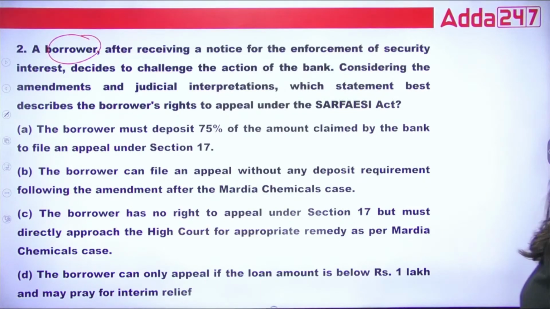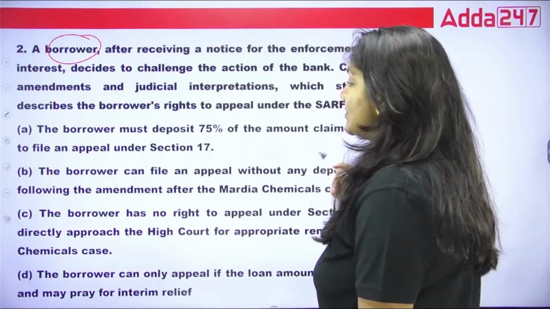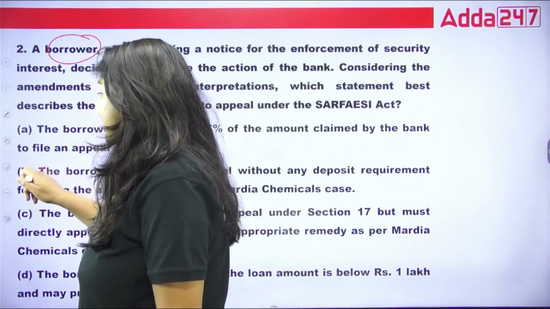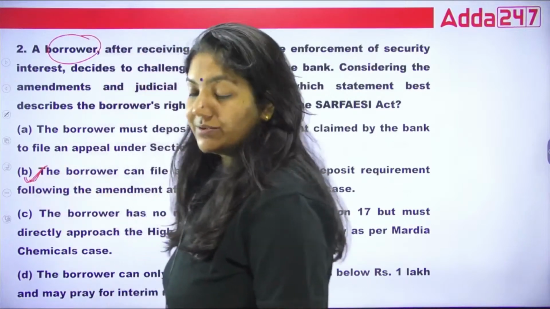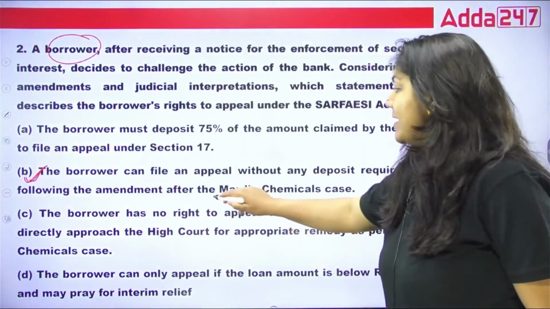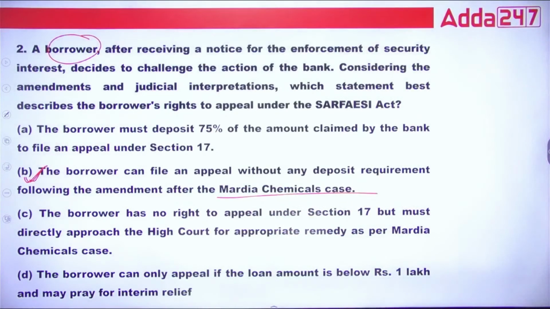In the Mardia Chemicals case, it was decided that the borrower having to pay 75% is totally unreasonable. So that's why the borrower can file an appeal without any deposit requirement following the amendment after the Mardia Chemicals case. So B is the answer. This is the landmark case.